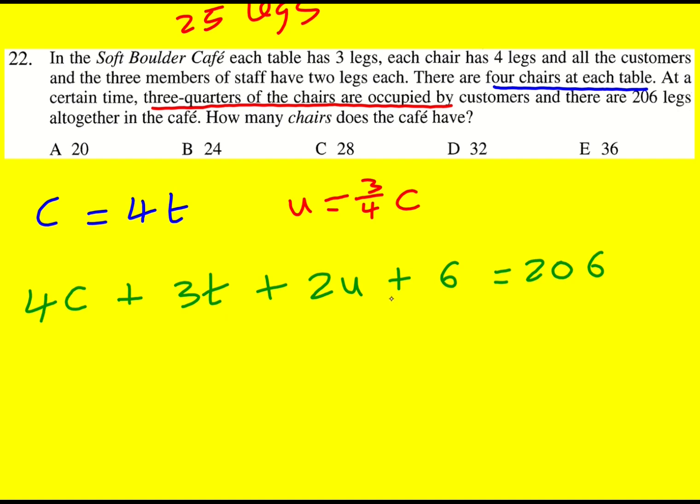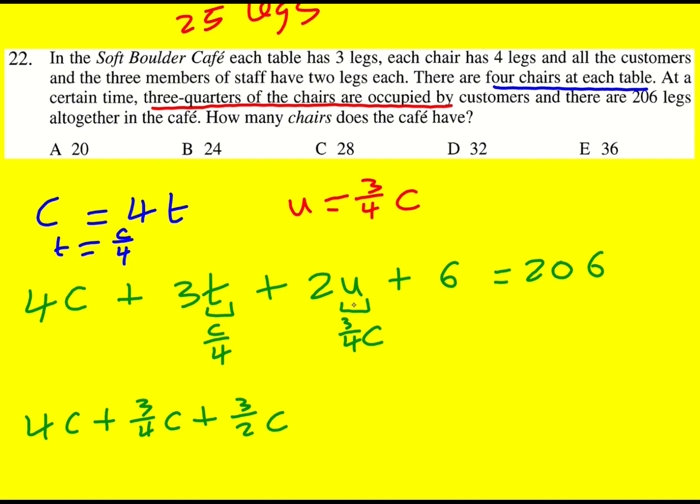I can subtract the 6 to get 200 again, but now I'm going to substitute in some of our earlier results. I want the number of chairs, so I'm going to replace U by 3/4 C, because then I'm keeping it in terms of the number of chairs. I'm going to rearrange the formula to make T equal to C over 4, so I maintain the number of chairs here as well. So 4C plus 3/4 C plus, it's going to be 3 over 2 C once I've done 2 times 3/4, and that is going to equal 200.